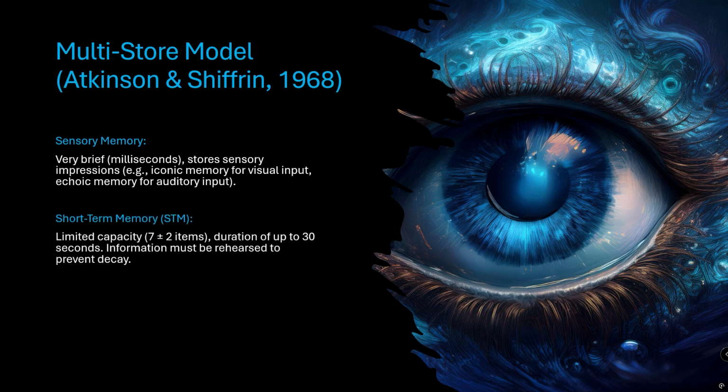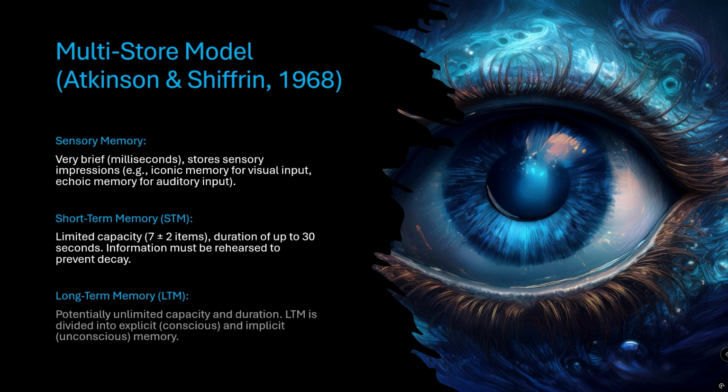Short-term memory, or STM. It's a limited capacity of 7, give or take 1 or 2 items, with a duration of up to 30 seconds. Information must be rehearsed to prevent decay. So we're going to look at a visualization of this model a little later to give us an even better understanding of it. Long-term memory, LTM.